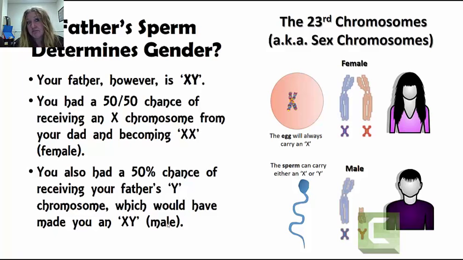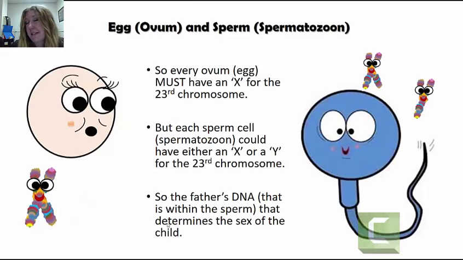Now, from your dad, it could go either way. A sperm could be carrying an X or a Y chromosome for the sex chromosome. So this means that every single baby has a 50-50 chance of becoming male or female. It just depends on what is inside of that sperm when it fertilizes the egg. So basically it's the male, the father, who is the one that dictates whether the baby is genetically male or female. And this is just another cute little rendition.